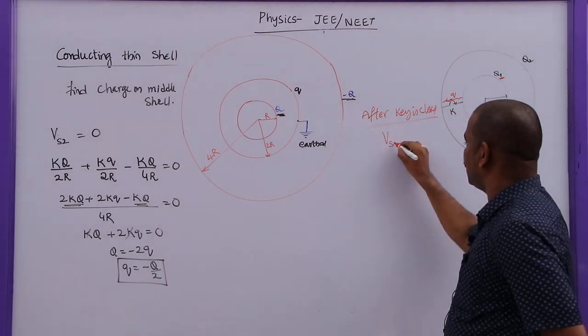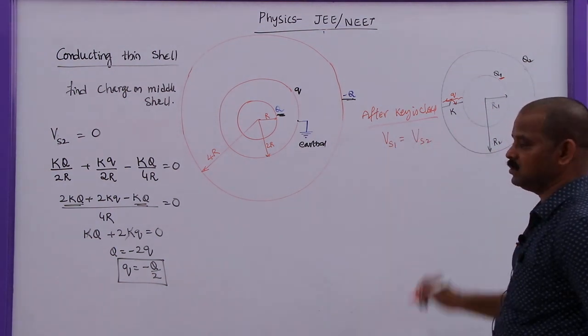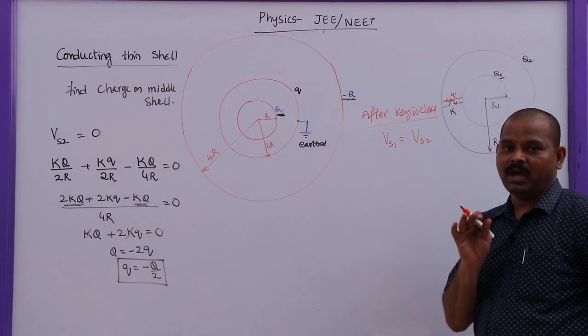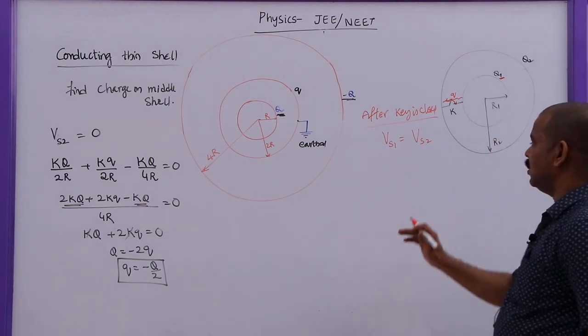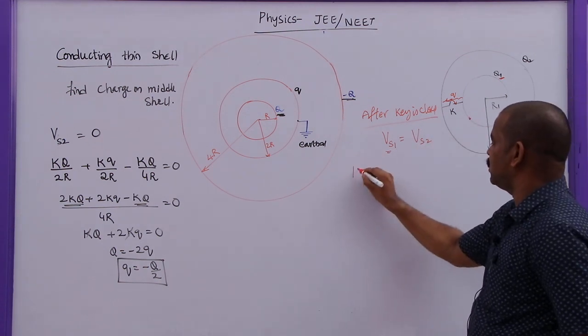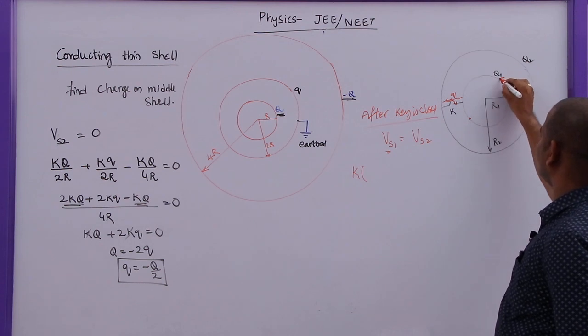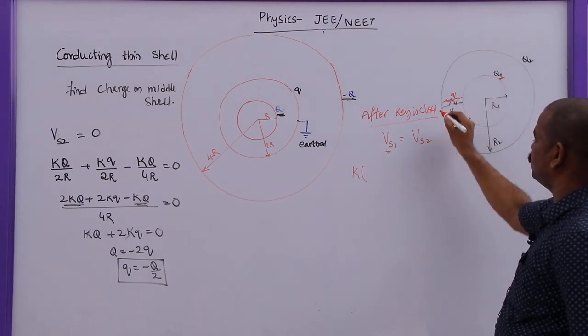The potential on the first surface must be equal to the potential on the second surface. That is the condition. That means charge flows from one surface to another surface till their potentials are equal. Now what is the new potential on this surface? So this is given by K, actual charge Q1, but a small q charge passed from this sphere to this sphere through this key.